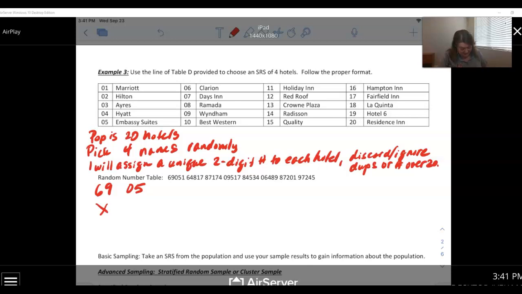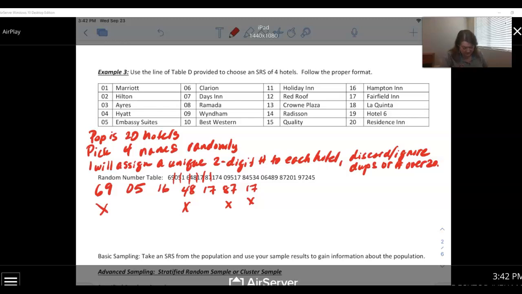16 is the next one. So notice I'm just breaking them up into 2-digit numbers. Even if there's a space, I'm just taking 2 digits at a time. That's one that I want. Okay, next one is 48. That's over our list of 20. Then 17, that's one of the ones I want. 87 is over. 17 again is over because I've already used 17. So I'm going to put an X next to that one.